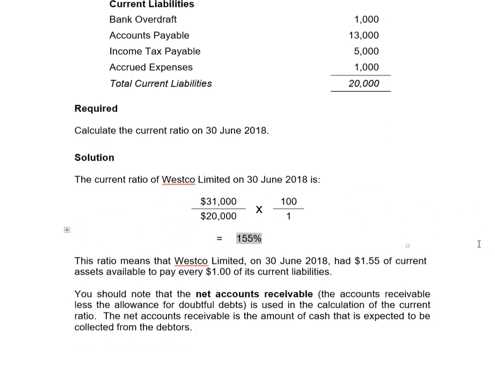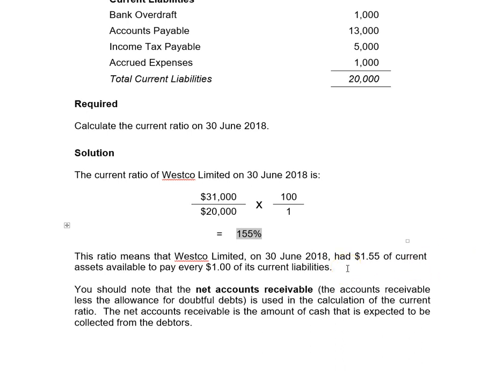Now, this also means that if you're asked to describe this ratio, it means that Wesco Limited had $1.55 of current assets available to pay every $1 of its current liabilities. Now, we must understand that when we talk about accounts receivable, it is a net amount where you must minus the allowance for doubtful debt, in the calculation of the current assets.